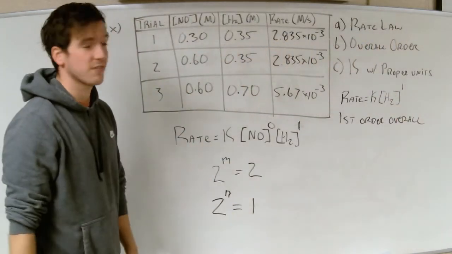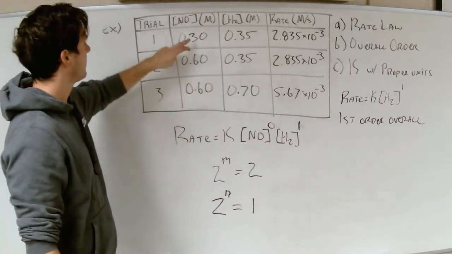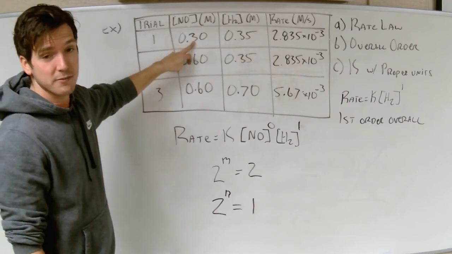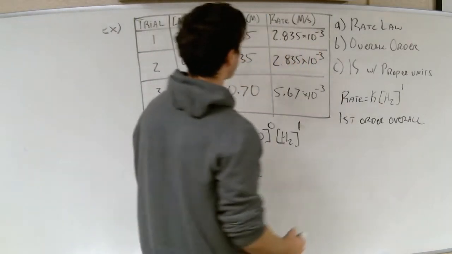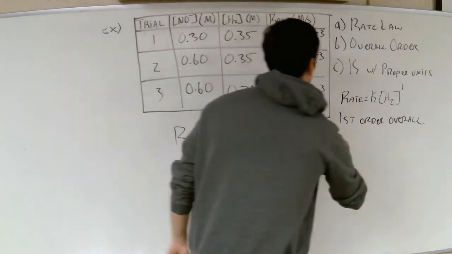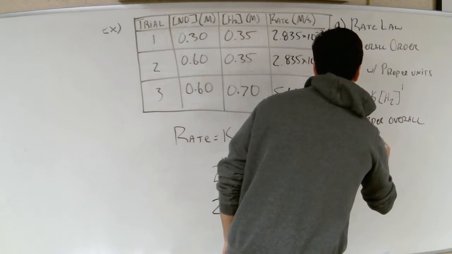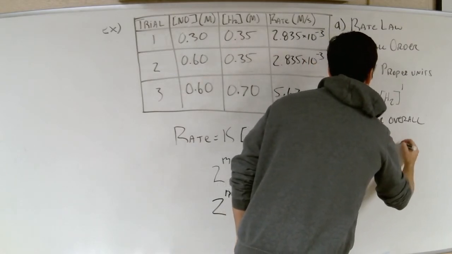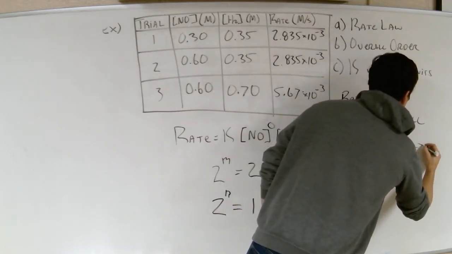And now it wants us to find K, so all we're going to do is just plug in some numbers from trial 1. NO doesn't matter, right? We figured out that doesn't change the rate at all. We got 0.35 for H2, and we got a rate of 2.835 times 10 to the negative third equals K times 0.35 to the 1.